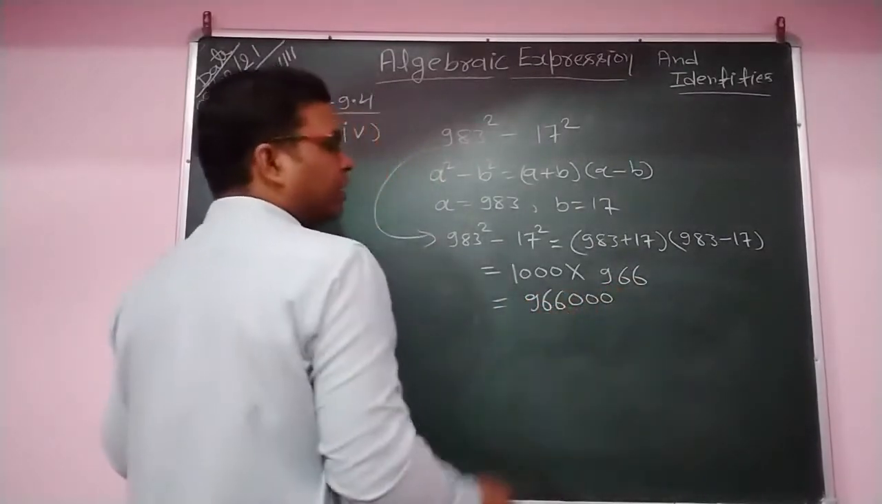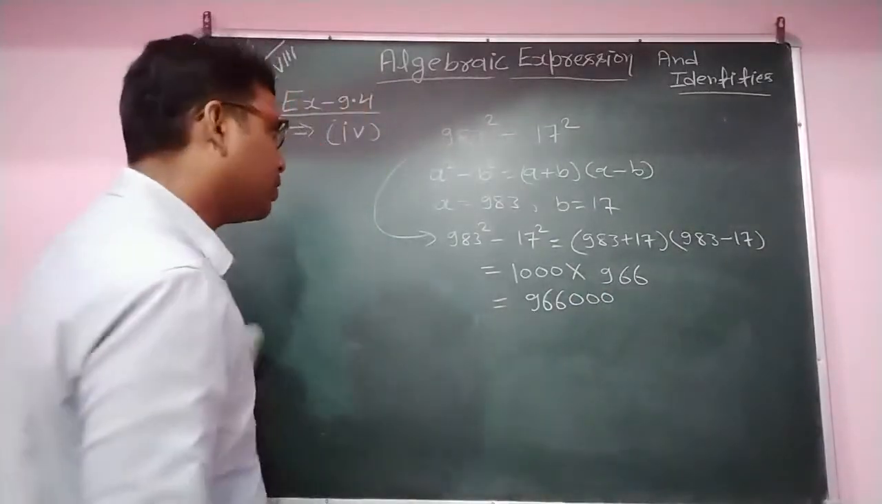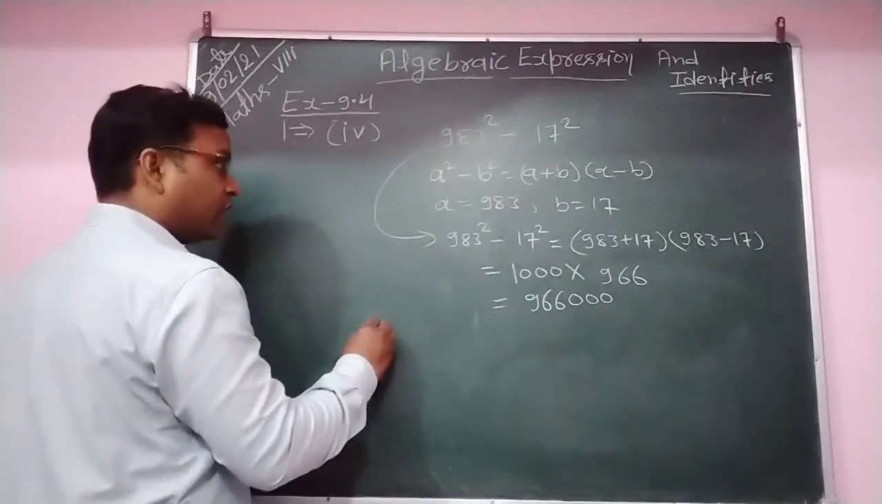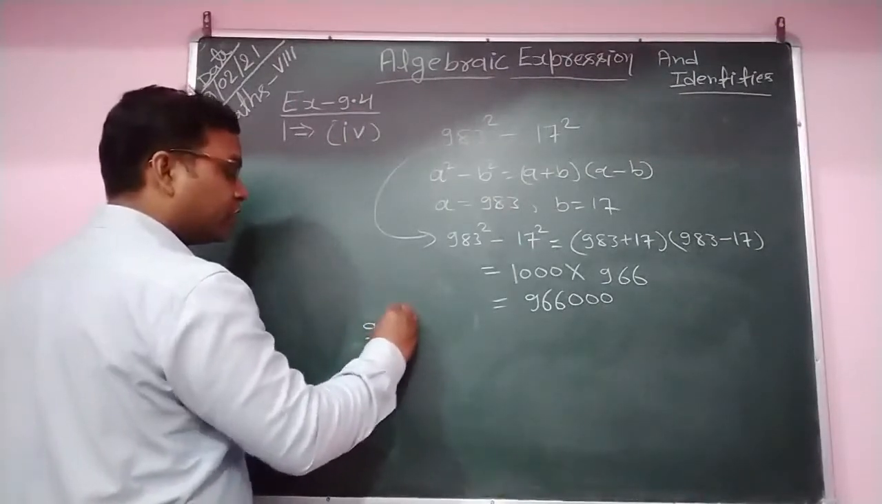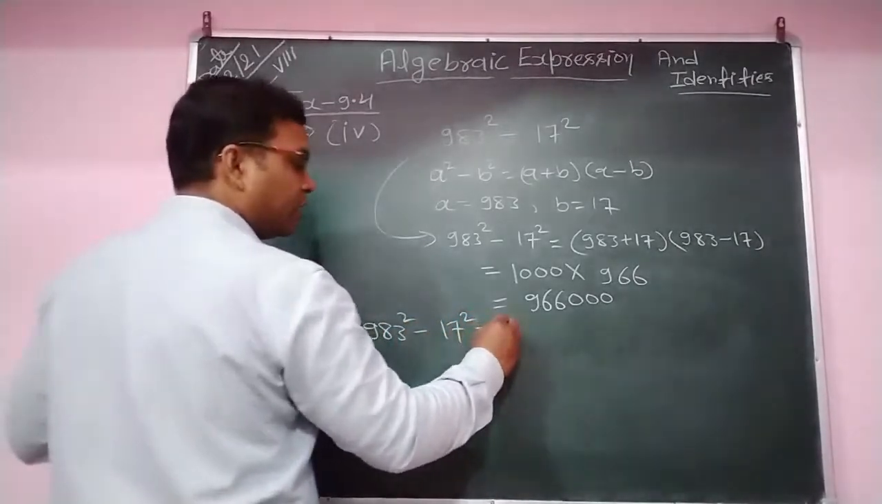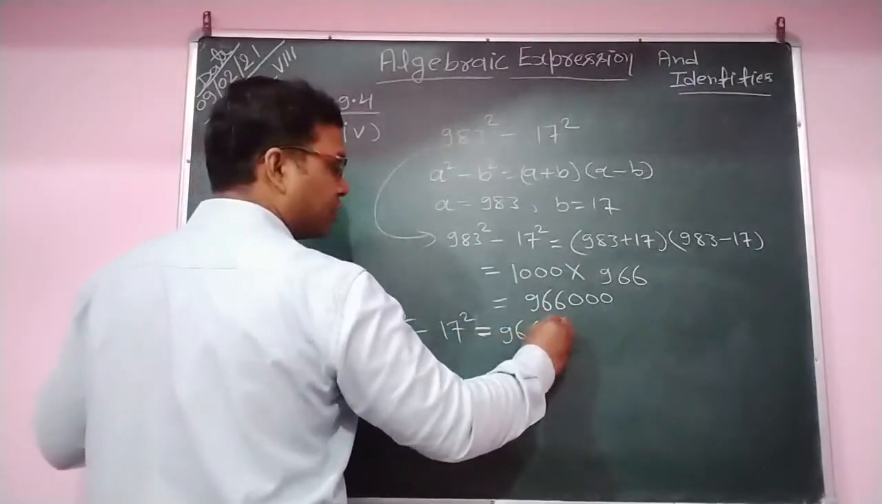So student, you can see the square of 983 minus the square of 70 is equal to 96,600.